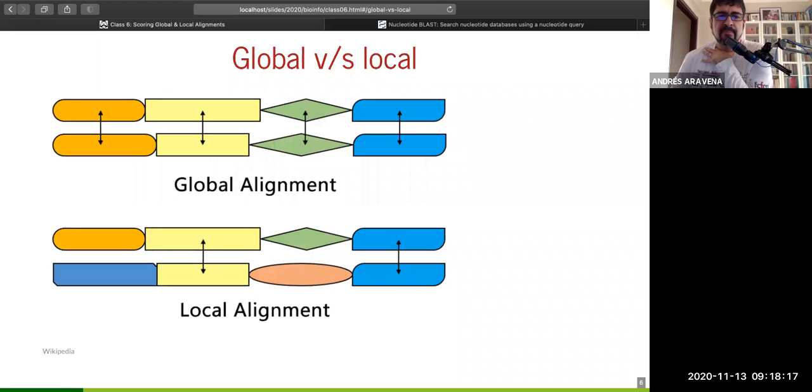There is this plot that I found in Wikipedia that tells the idea of global versus local alignment. In the global alignment, as you see, you want to match everything to everything. Some part may be longer, some part may be shorter, but essentially you want to match equal to equal. In a local alignment, you want to match one part of the query with one part of the subject. And as you see, you may have two matchings inside the same sequence, okay?